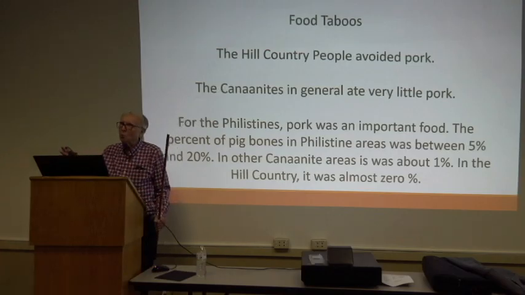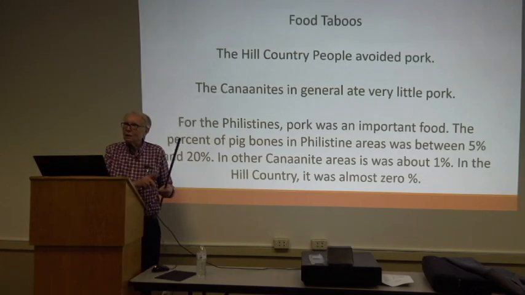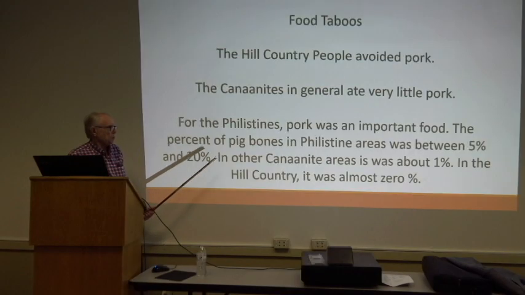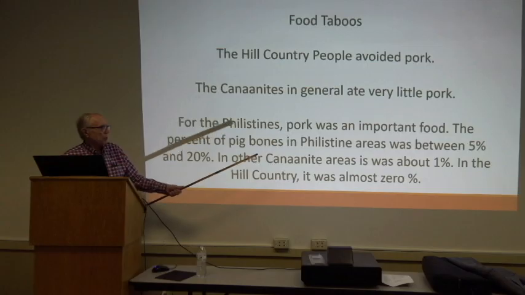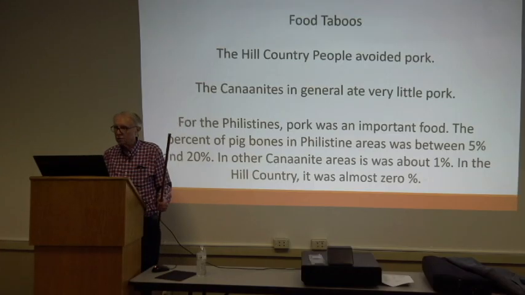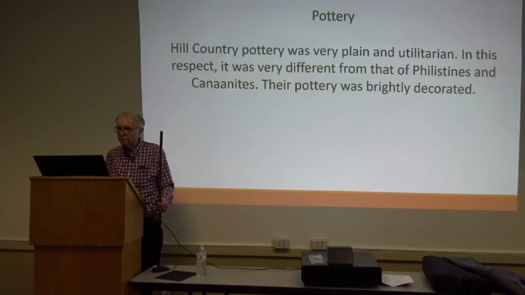Archaeologists count the number of bones: cattle, lambs, goats, and pigs. And this is the percentage. In other Canaanite areas, about 1%. In the hill country, it was essentially 0.